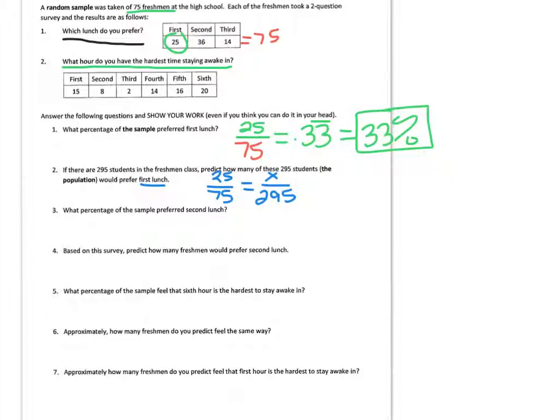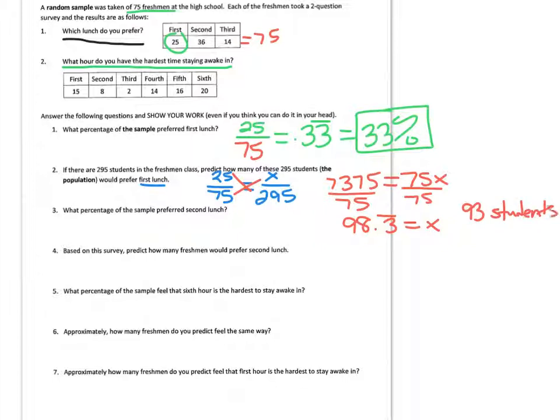So now from here, we're going to just do the cross products. So we're going to do 25 times 295, which gives us 7,375. And then we're going to do 75 times x. Then finally, to solve for x, we're going to divide both sides by 75. So 7,375 divided by 75, and you end up getting 98.3 repeating equals x. So you would say approximately 93 students you would predict would prefer first lunch.